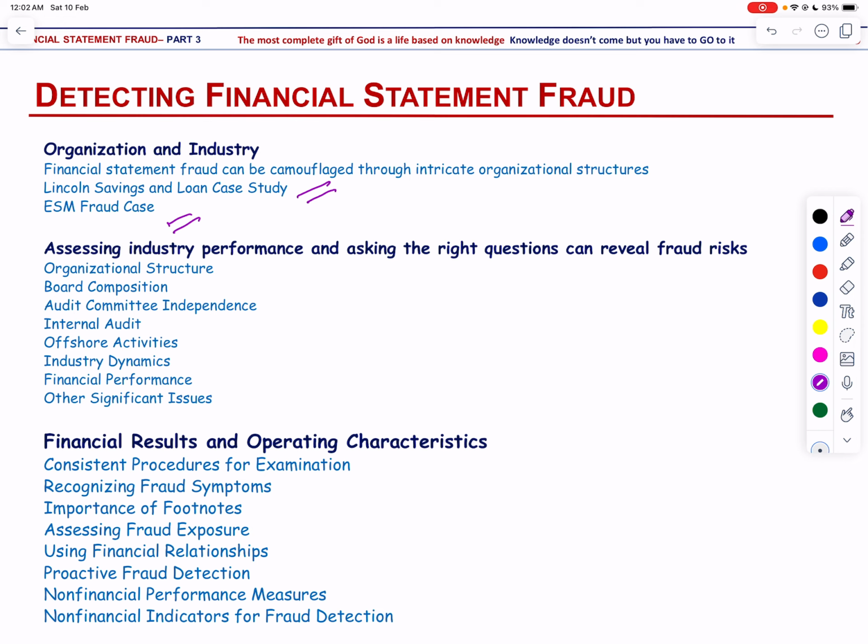Small firms, often lacking robust internal controls, are particularly vulnerable to fraud, necessitating vigilant audit committees. Industry risk varies greatly. For example, savings and loans in the 1980s were risky, while technology firms face high fraud risk. Assessing the industry's performance and asking the right questions can reveal fraud risk, like: is it overly complex with unclear purposes?